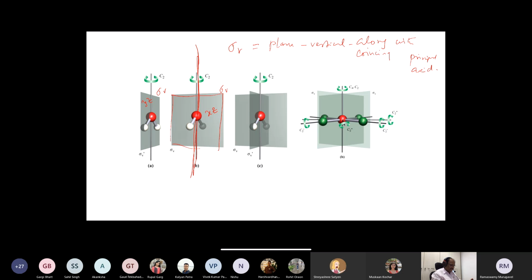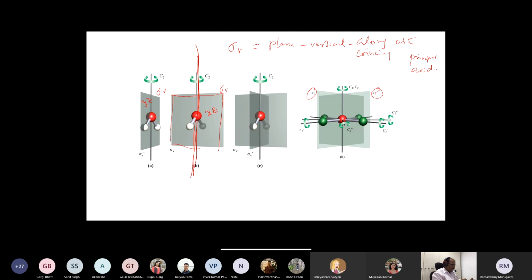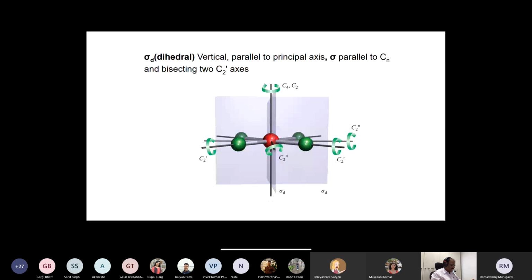Okay, again here you can see that the sigma v here, the sigma v here and the sigma v prime here for the molecule PtCl4 2 minus are sigma v planes. However, there may be cases where they are vertical, parallel to the principal axis, but bisecting two C2 axes. Suppose a plane bisects two C2 axes, then you don't simply call it a sigma v, you should call it rather as sigma d.